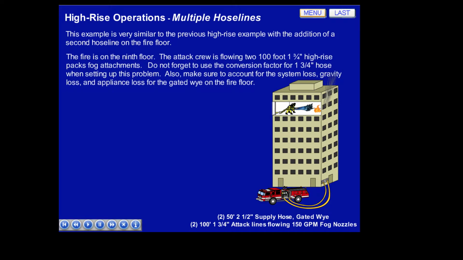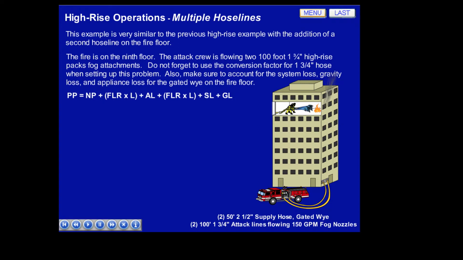The fire is on the 9th floor. The attack crew is flowing two 100-foot 1.75-inch high-rise packs with fog attachments. Do not forget to use the conversion factor for 1.75-inch hose when setting up this problem. Also, make sure to account for the system loss, gravity loss, and appliance loss for the gated Y on the fire floor.